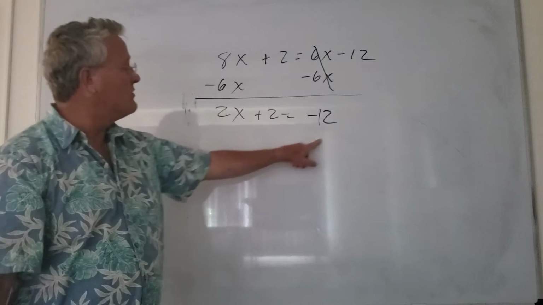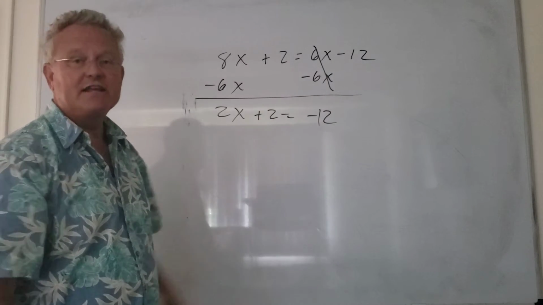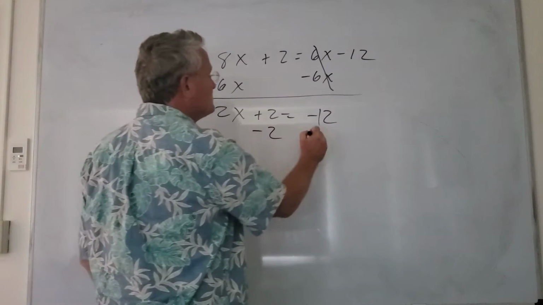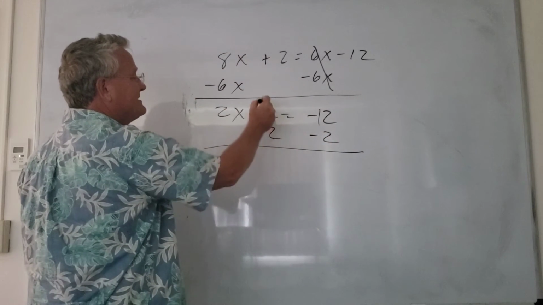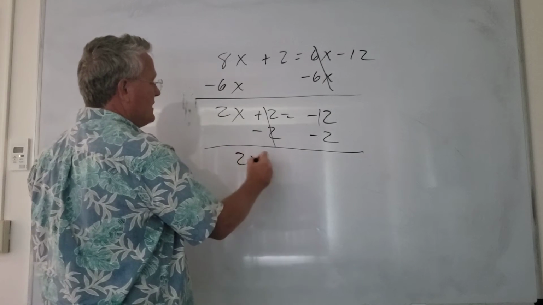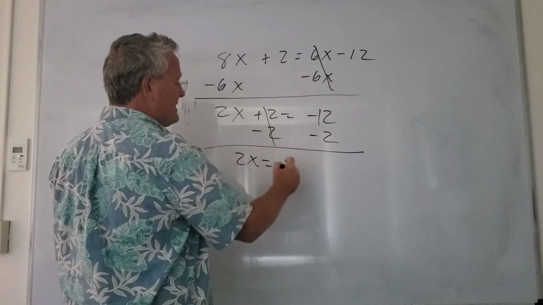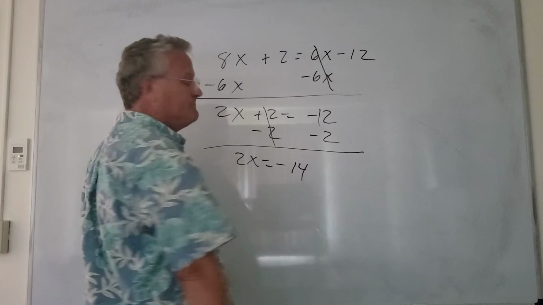Now let's move the 2 over here. The opposite of adding 2 is subtracting 2, so we subtract 2 from both sides. 2 plus negative 2 is 0, and we're left with 2x. Minus 12 minus 2 is minus 14.